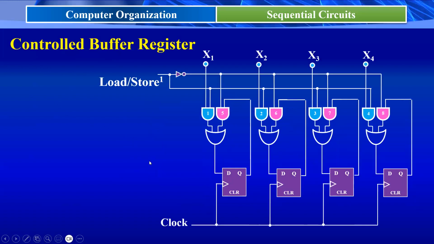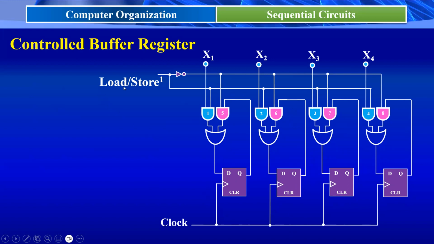The next type of register is the controlled buffer register. Here there is a control logic circuit, which consists of 2 AND gates with an OR gate. Again, it is a 4-bit controlled buffer register because here I have 4 D flip-flops. And here there is a control input called load and store. Based on the logic level present on this control input, either the data present at the input side of these D flip-flops, X1, X2, X3, X4, is copied into the register, or the previous values are stored again into the D flip-flops.